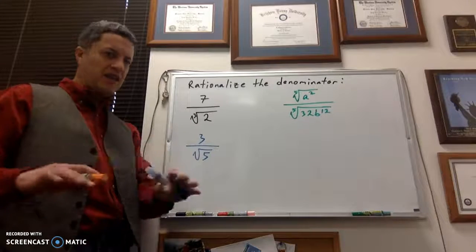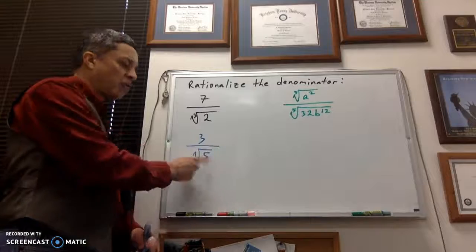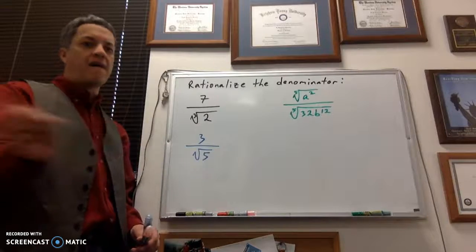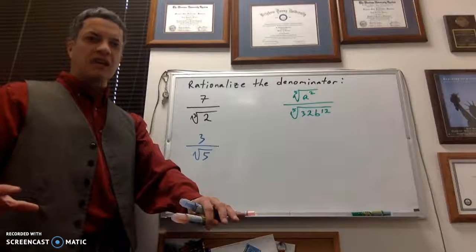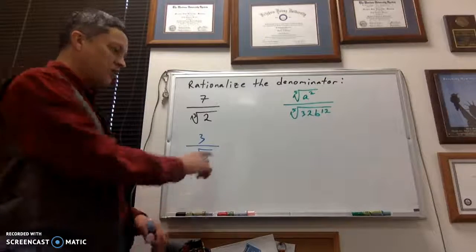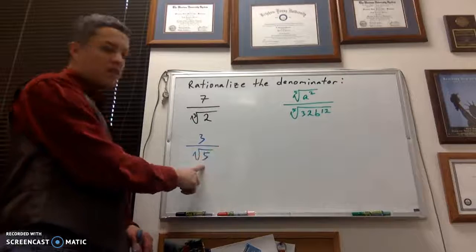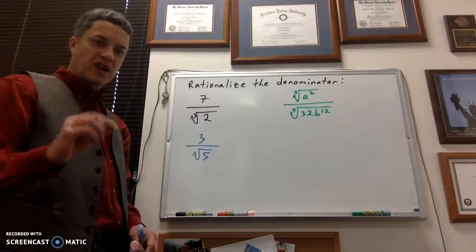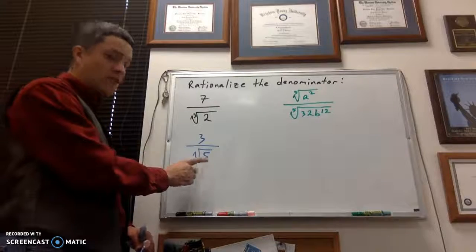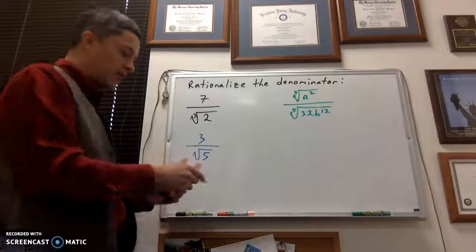Okay, do not think I need to multiply top and bottom by whatever the denominator is. Get that thought out of your head. If you learned that in the past, get rid of it, okay? Because that's incorrect thinking. You do not want to multiply top and bottom by whatever the denominator is. Okay, get rid of that thought. You want to multiply top and bottom by whatever creates a perfect square in the denominator.